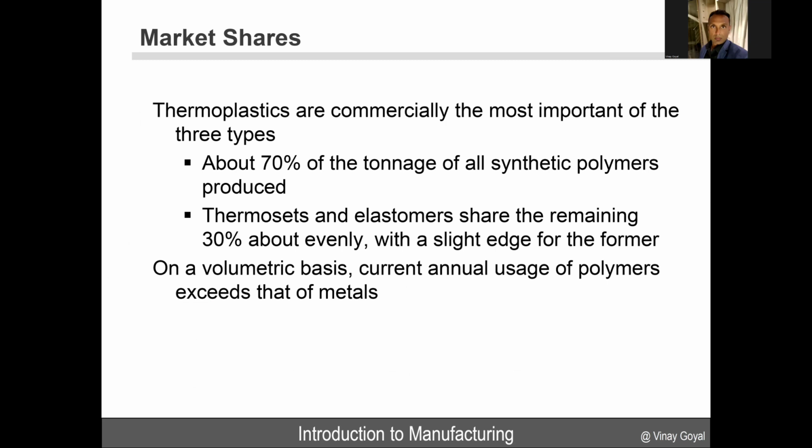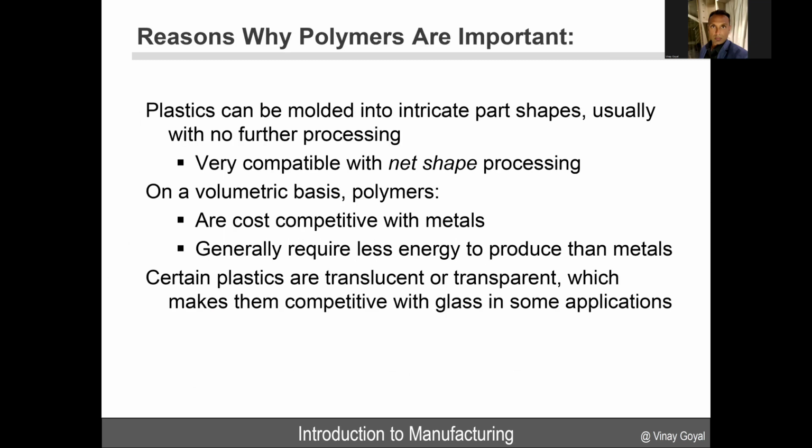On a volumetric basis, the current annual usage of polymers exceeds that of metals because they're cheaper and easy to manufacture. The reason polymers are important is that plastics can be molded into very complex shapes, usually with no further processing. It's very compatible with net shape processing, with very little waste. On a volumetric basis, polymers are more cost competitive than metals. They generally require less energy to produce than metals, and certain plastics are translucent or transparent, which is really competitive with glass and some other applications.